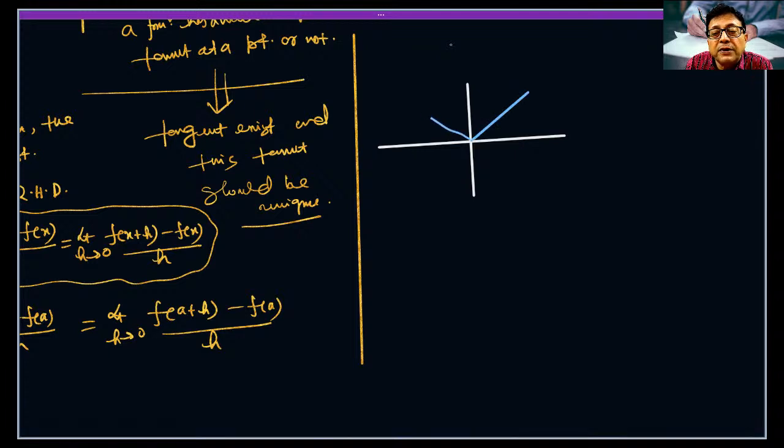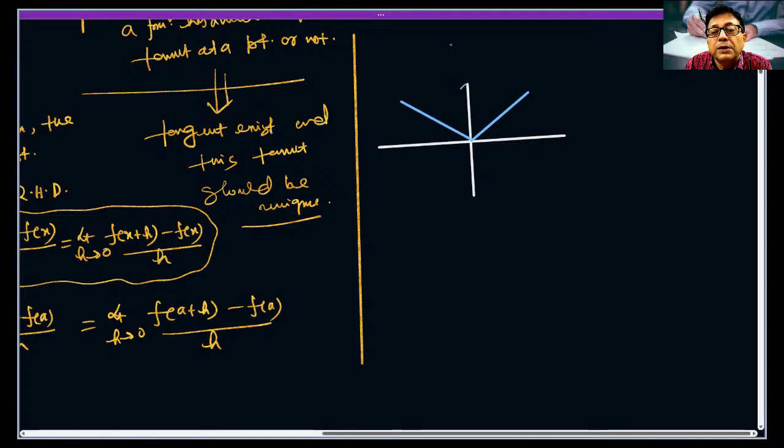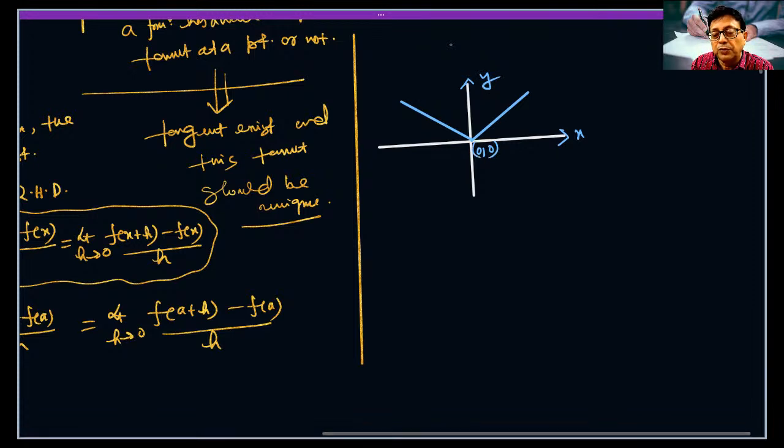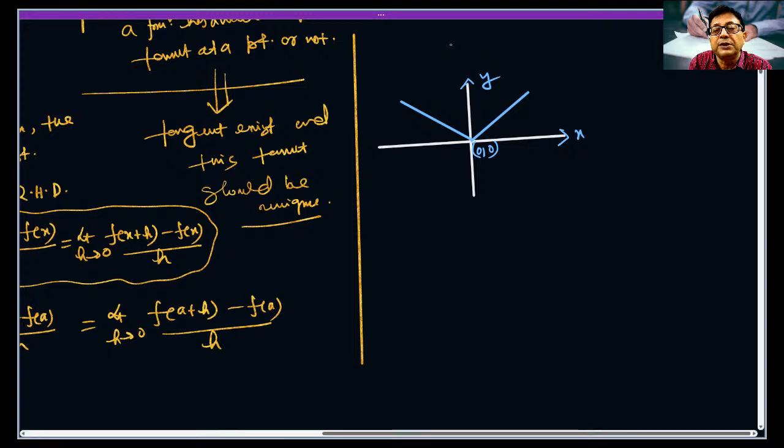This is the graph of a function. This function is not differentiable at x equal to 0. Why? From the left side of 0, if you proceed, this is the graph of the function y equal to minus x, and this portion is y equal to x. I hope you all recognize the function is y equal to mod x.